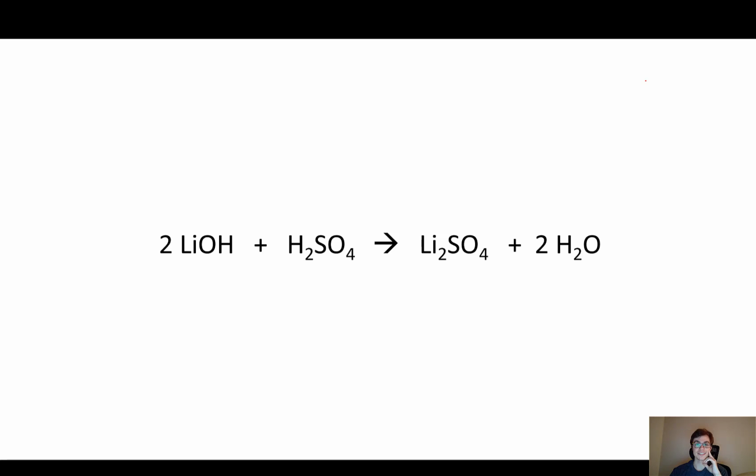This one, well, let me see. It looks more complicated because there are a lot more little numbers, but this is a base because of the OH. That's an acid because it starts with the H, and then I make water molecules over here. So an acid and a base making water, and then this leftover thing is called a salt. That is a neutralization reaction, so this is neutralizing.